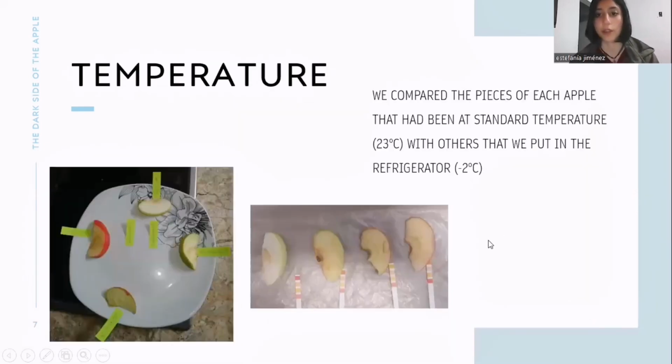Now temperature. We compared the pieces of each apple that had been at the standard conditions with one that we put in the refrigerator at -2 Celsius degrees. The results that we observed were that there was not much difference between both samples, but the ones in the refrigerator oxidated a little less.